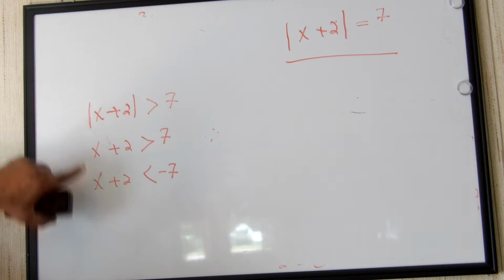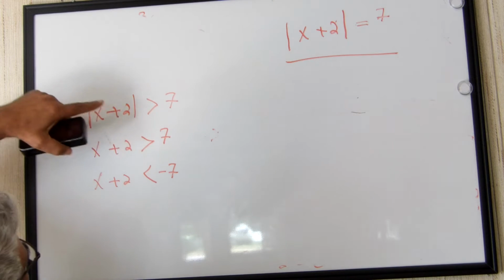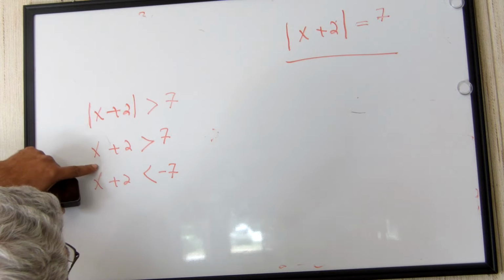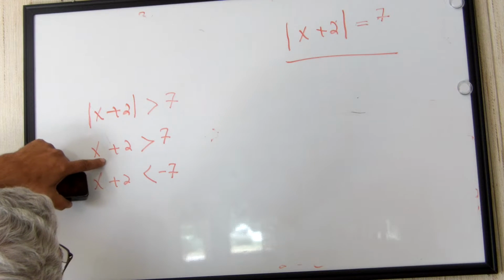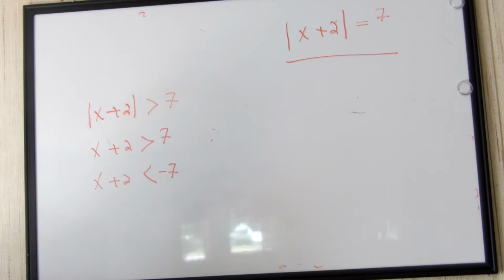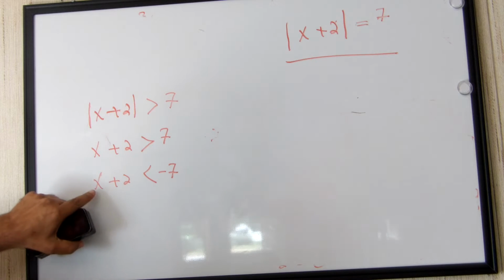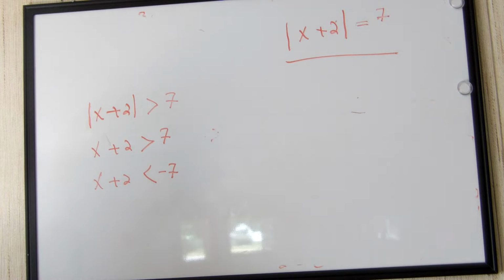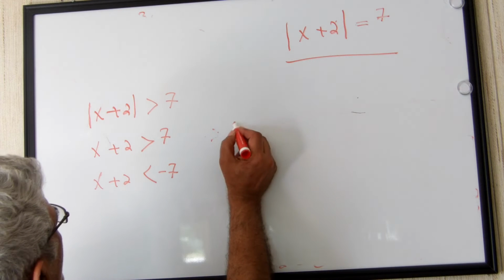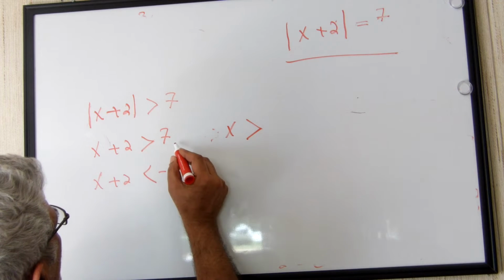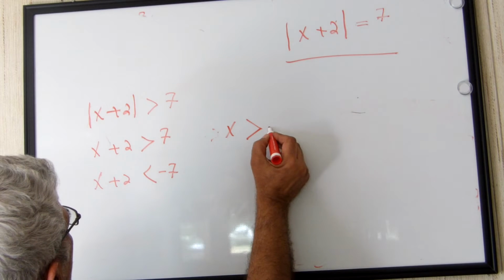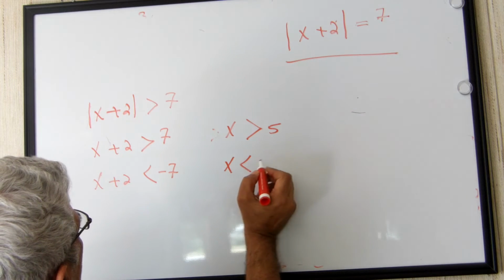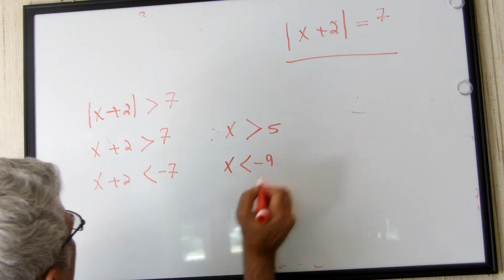Because there are two answers, we have to do this one, the first one, with the same thing. Here, x plus 2 is greater than 7, and then we write the same thing but less than, and change its sign. Now we solve for x. It's going to be x greater than 5, and x less than minus 9.